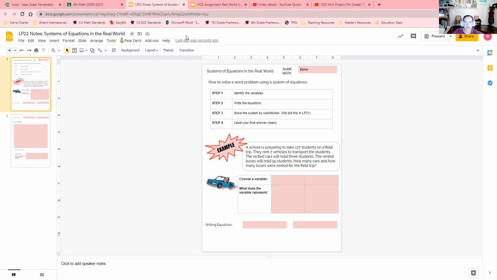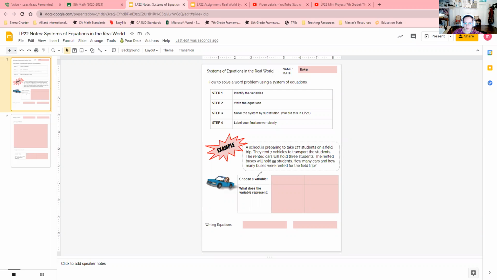So our example problem here, a school is preparing to take 177 students on a field trip. They rent 7 vehicles to transport the students. The rented cars will hold 3 students in each car. The rented buses will hold 55 students in each bus. So how many cars and how many buses were rented for the field trip?